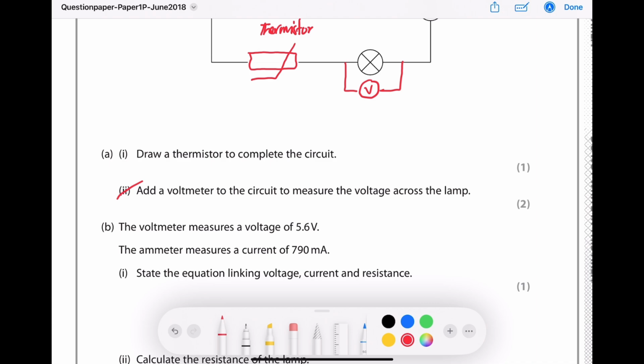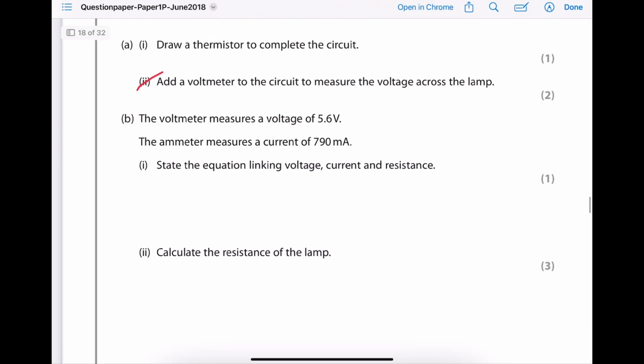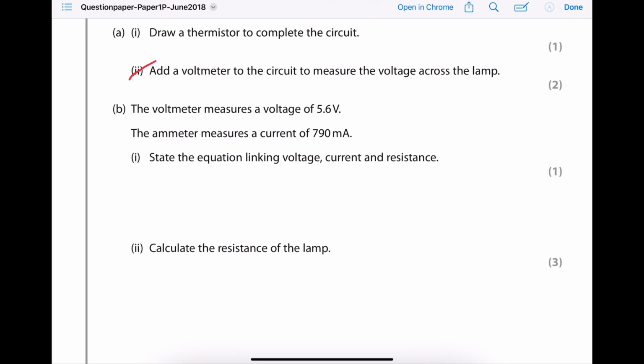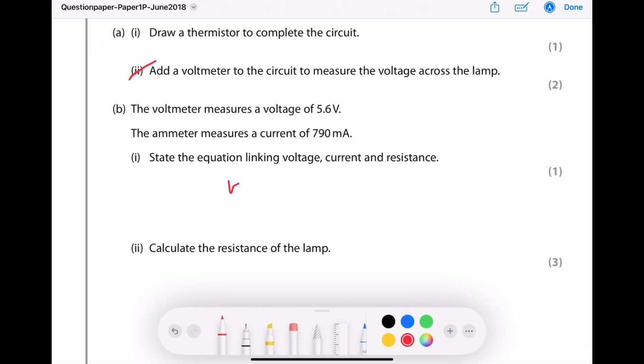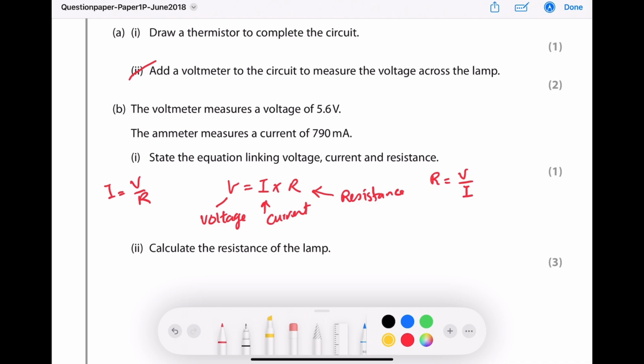The question is, how can I write or state a linking equation, voltage, current, and resistance? V, which is voltage, I times R. V, which is voltage, I for the electric current, and R, which is resistance. Shall I rearrange the equation? Definitely, R equals V over I can be accepted. I equals V over R. Any form of these three equations accepted.